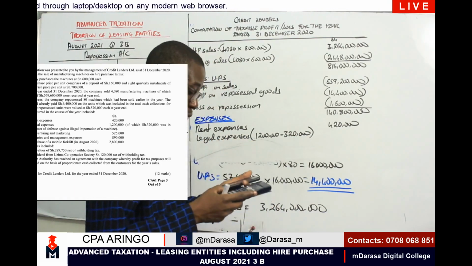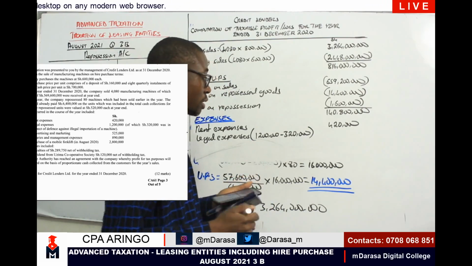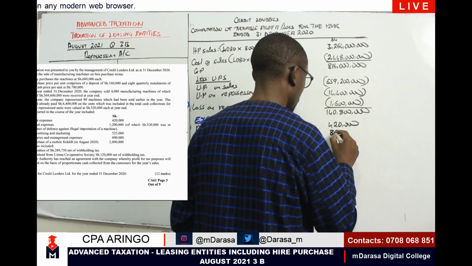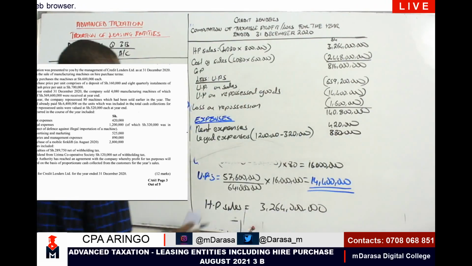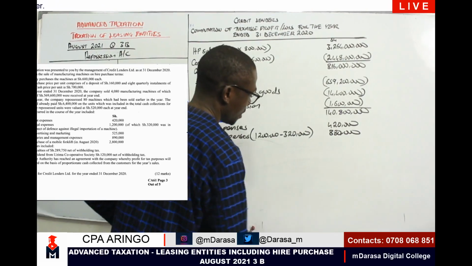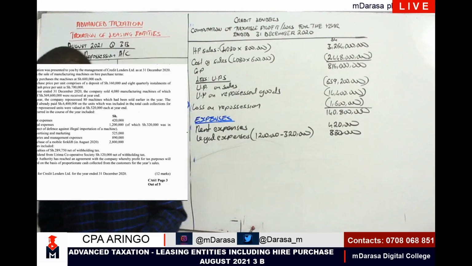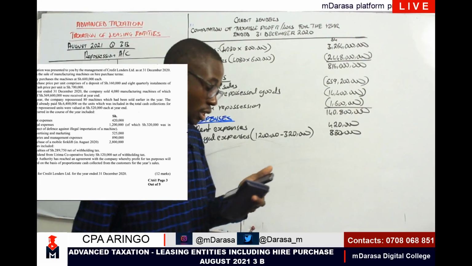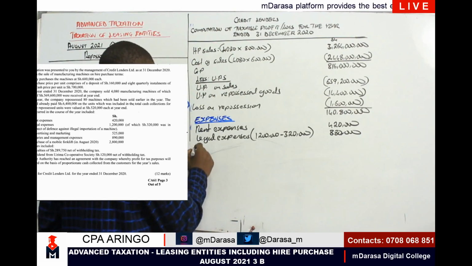So I'm having 1.2 minus 320,000. That should give us 880. We are done with this case. So allow Mwalimu to erase here, right? We are having 880,000. Talk about another expense here, which in this case is advertising and marketing expense.